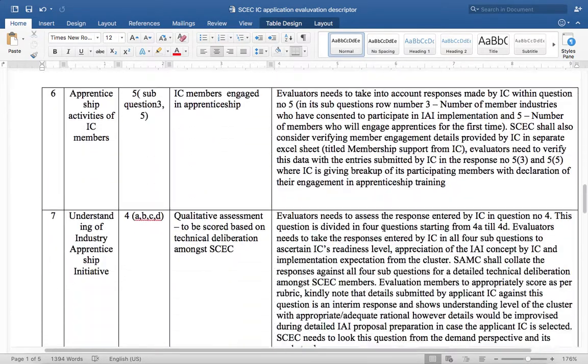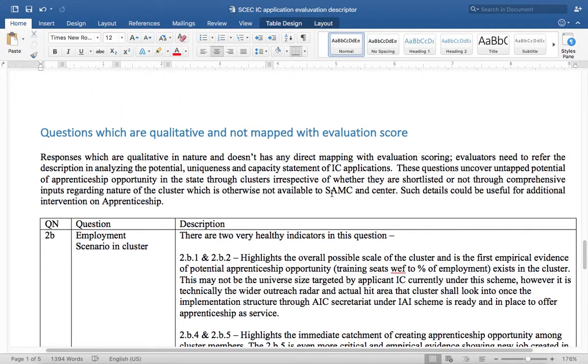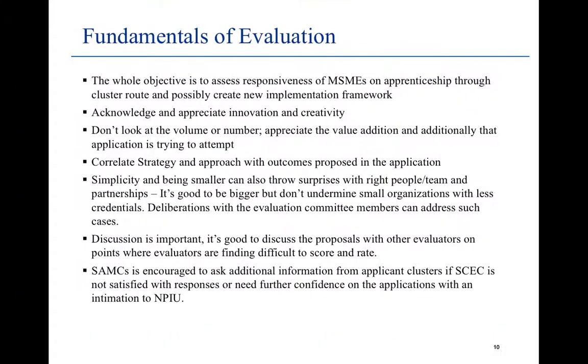Apart from that, there's also a category we have introduced this time for those questions which are qualitative in nature and not mapped with the evaluation exercise, but have a very important role in establishing the credentials of the industry cluster. With that, we would like to say thank you.